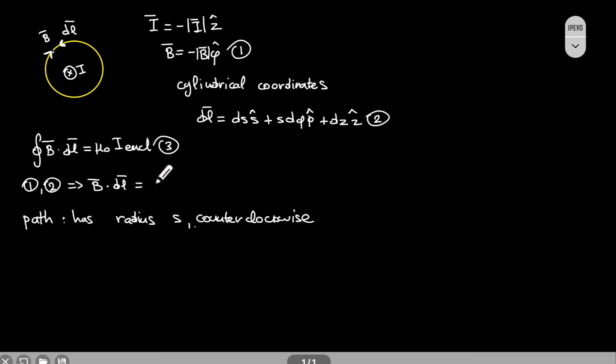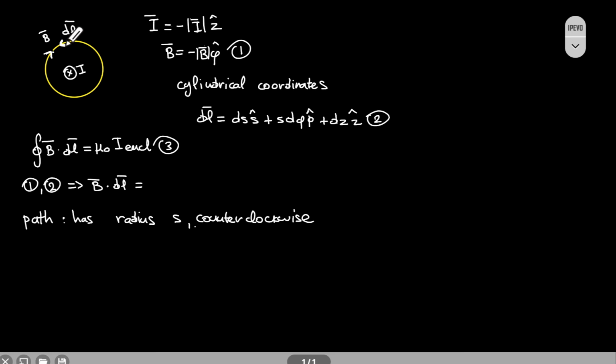I'm going to calculate the dot product between B and dL. Now take a look here. I have B curling in the negative phi hat direction, and I have dL curling around the current in the positive phi hat direction. Because this is true for every point along my path, which is the same as before, I'm keeping the same path with a radius s, and I am moving counterclockwise.